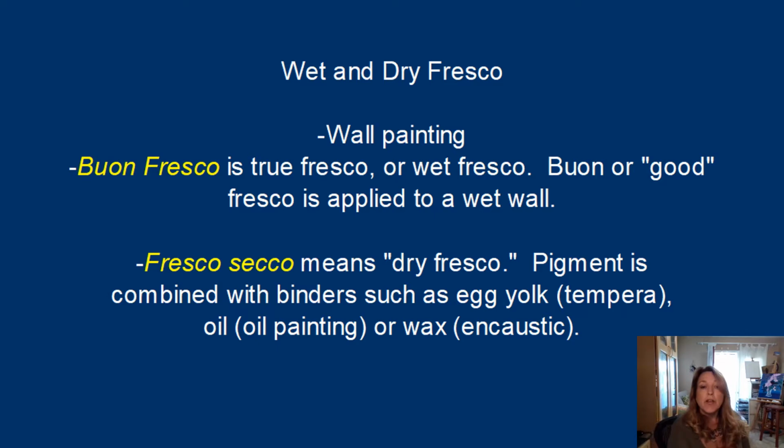Wet and dry fresco, wall painting. Buon fresco means good fresco, true fresco, wet fresco, and it is applied to a deep wall. The color tends to go into it deeper, so it tends to be a little bit more preserved when it's older. Fresco secco means dry fresco. The pigment is combined with binders such as egg yolk, tempera, oil paint, or wax, hot wax, encaustic. So again, those are the two types of fresco painting.